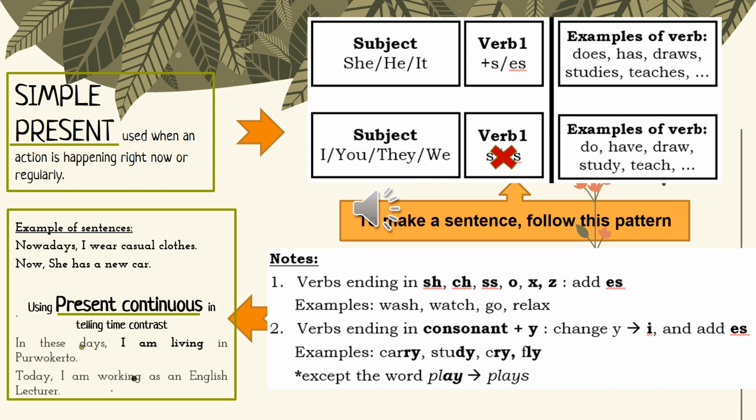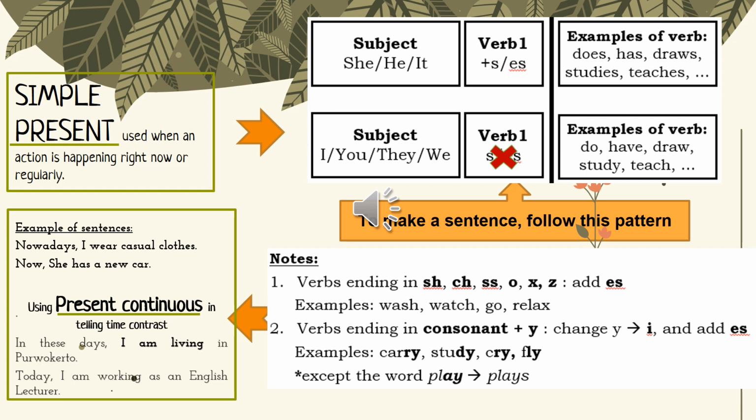The next tense is simple present. Simple present is used when an action is happening right now or regularly. We have two forms here. When we use the subject she, he, it, we need to add s or es on the verb. Example, does, has, draws, studies, teaches, and etc.